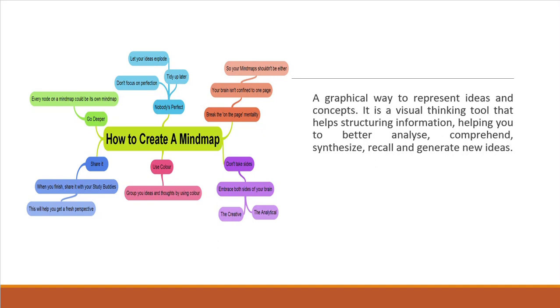How to create mind map. Maksudnya di tengah tu adalah main point dia. And then we put a few branches, just like you can see in this figure. We have 6 branches here. How to create mind map: use color. Usually we use different colors to represent different ideas. Group your ideas and thoughts by using color.